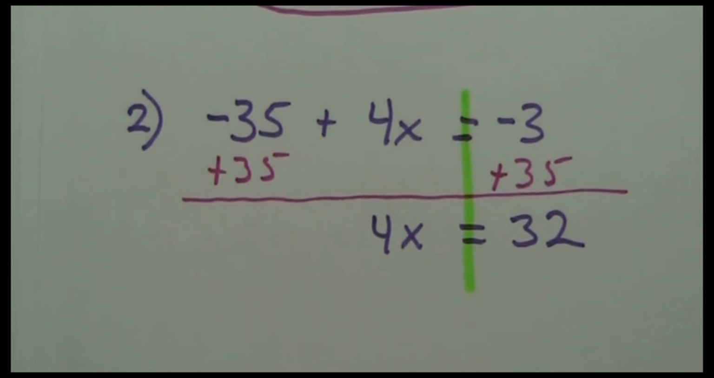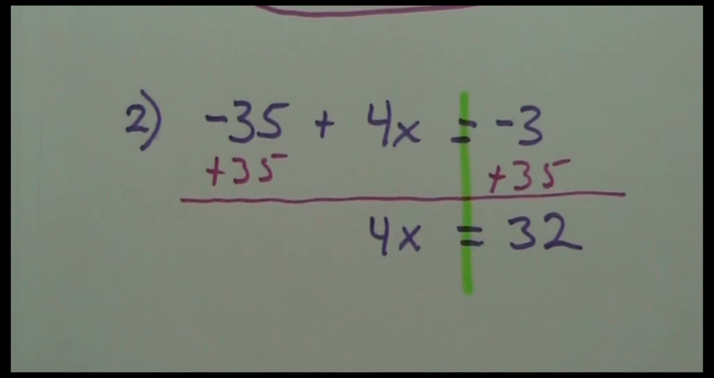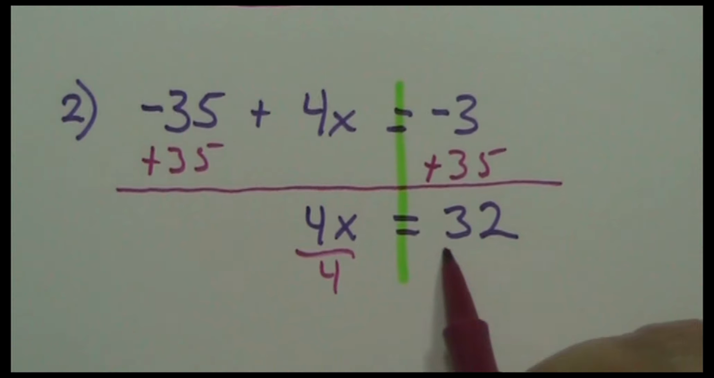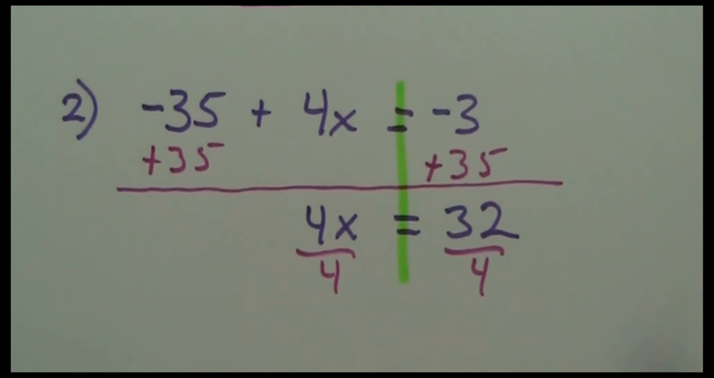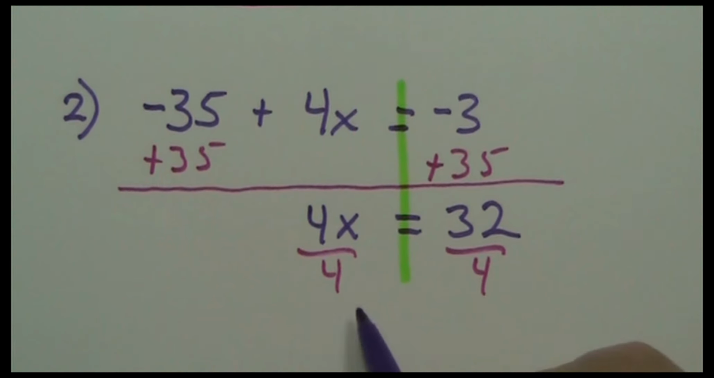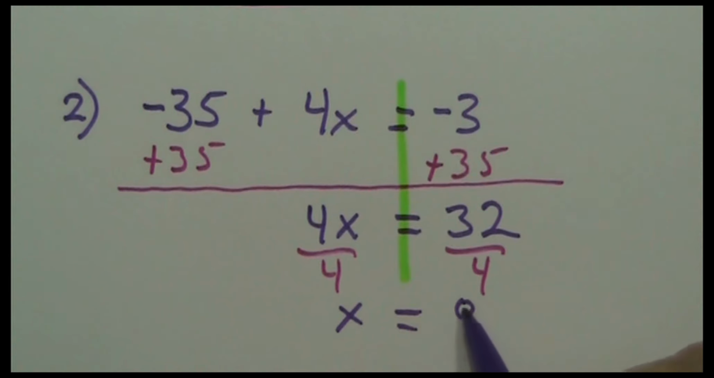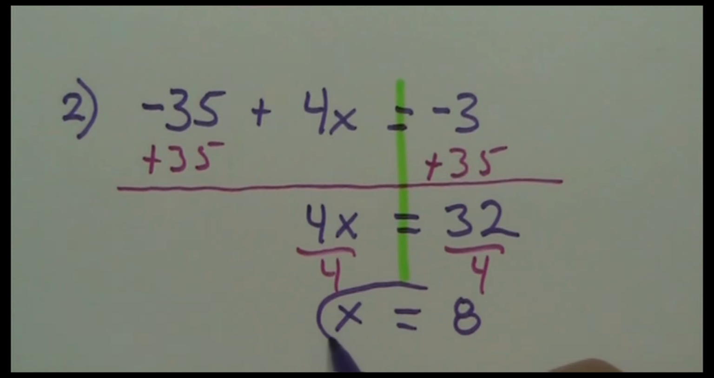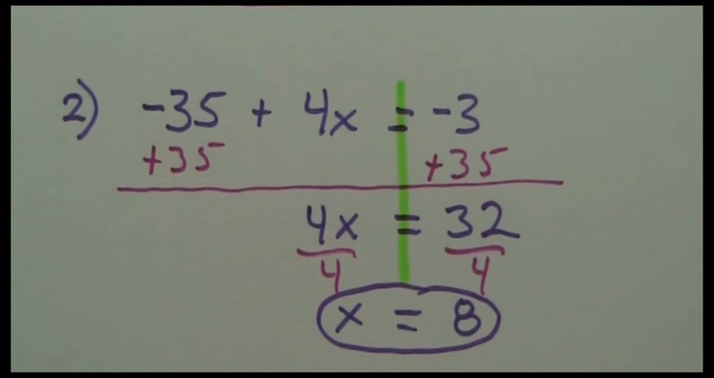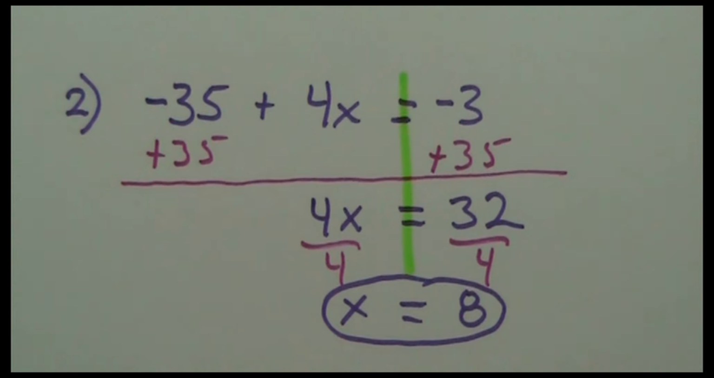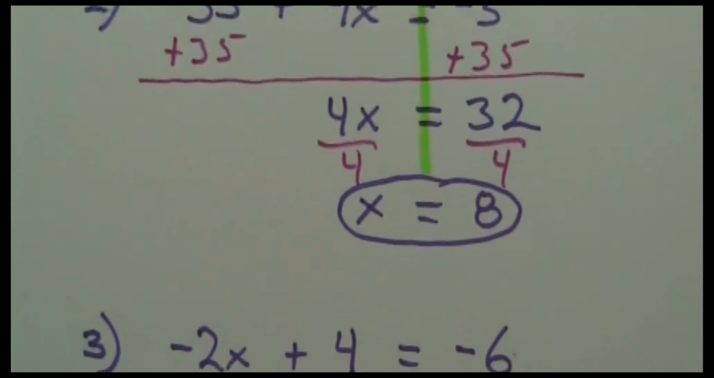Now you may be able to see the answer right now, but if you could not, then you would just divide by 4. Four goes into 32 8 times, with none left over. All right, number 3.